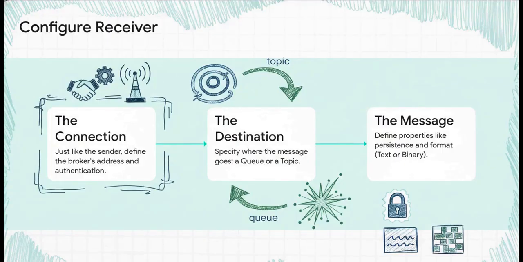Now let's flip it around and look at the receiver, the talker. The setup is pretty similar. Step 1, the connection, is exactly the same. But step 2 is all about the destination. Here, you define where the message is going. And unlike the sender, you can send directly to a queue or a topic. Finally, you define the message itself. Do you need it to be persistent so it survives a server crash? And is it text or some kind of binary data?